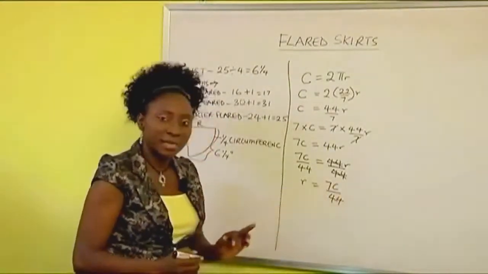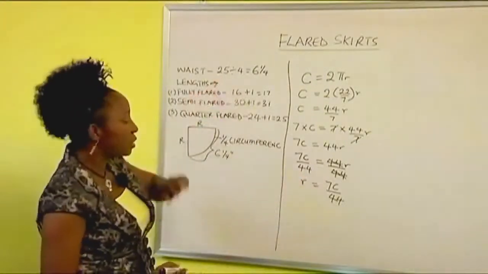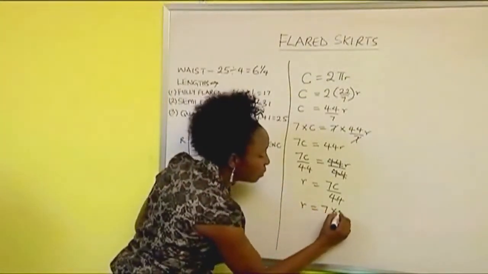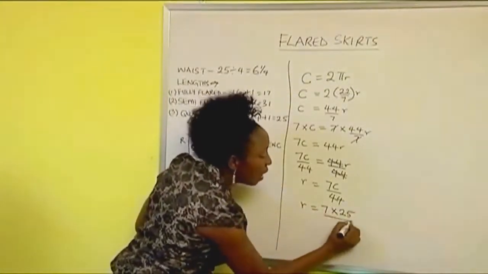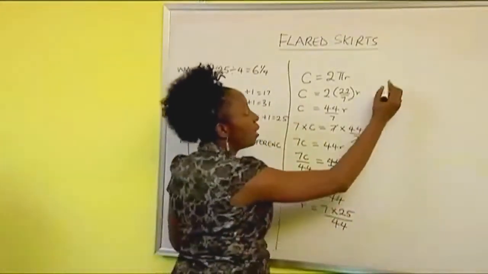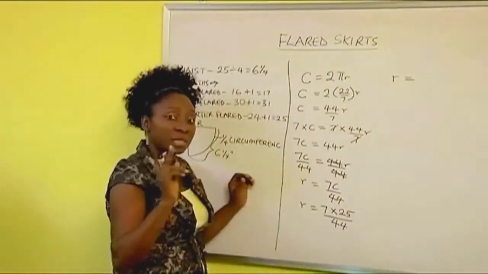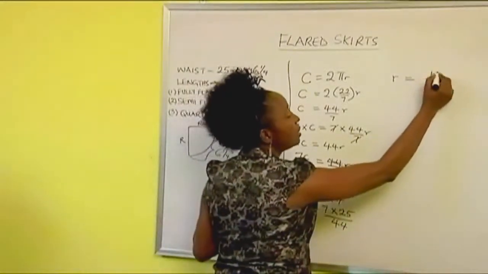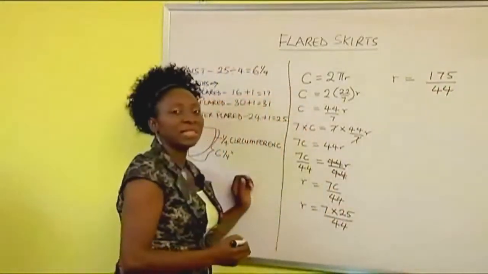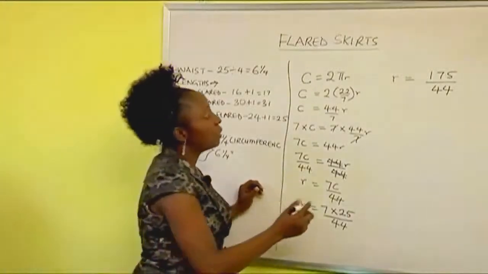Now, once we've done this, we already know that this is r. So now I know my C. All I have to do is substitute C with my measurement, which is 25 inches. So that will give me r equals 7 times 25 divided by 44. If we calculate 7 times 25, you get 175. You get 175 divided by 44. Now just take a minute and try and calculate that with your calculator or with your phone.